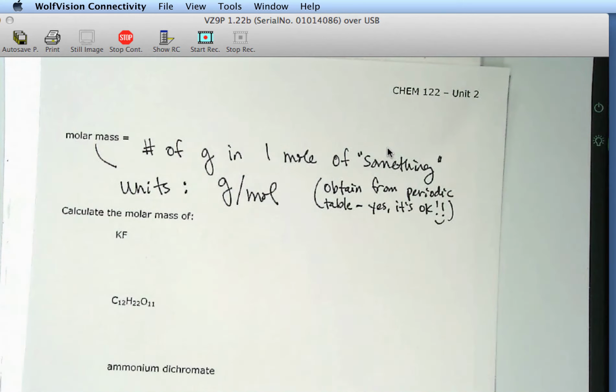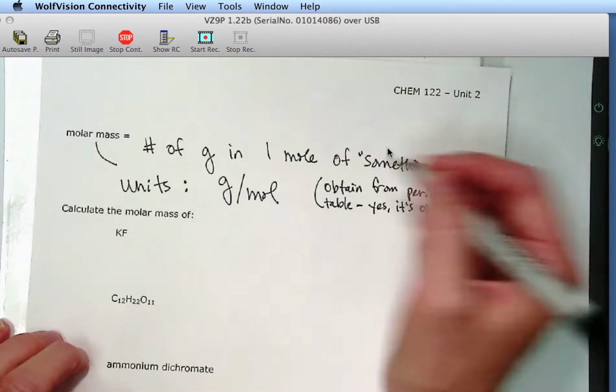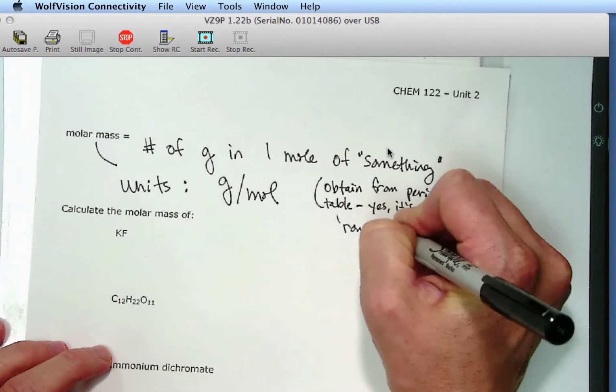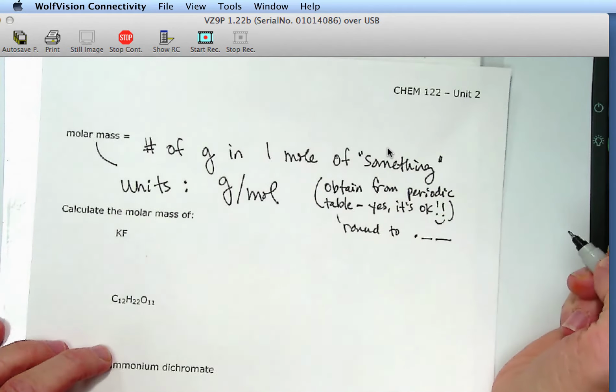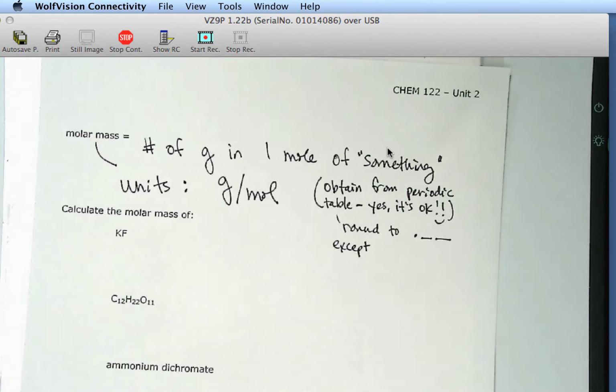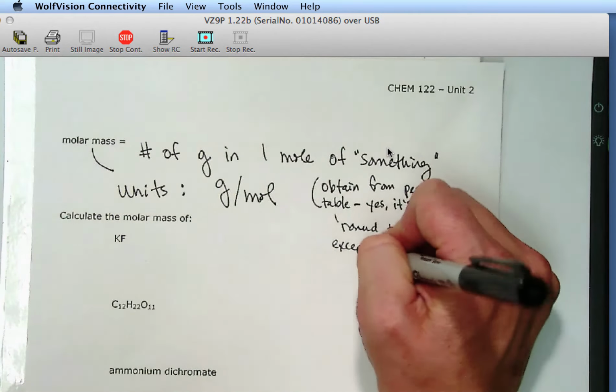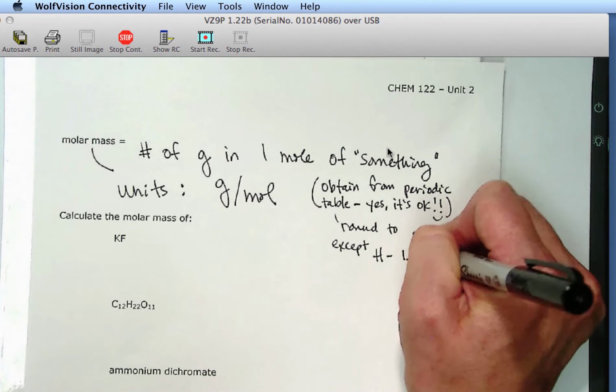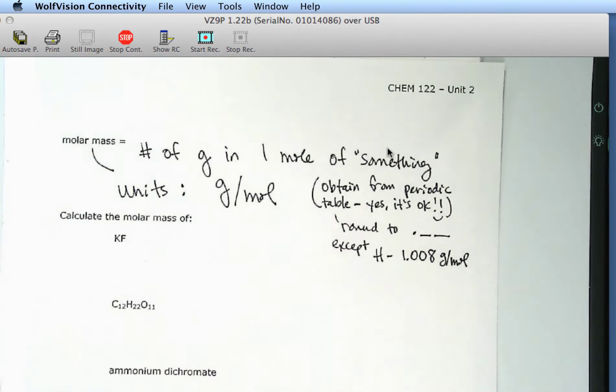So you obtain it from your periodic table, and it's okay, because in Unit 1 I was so adamant about not using the molar mass. So now what you called atomic weight is now molar mass. You said you wanted to round to the hundreds place. Round to the hundredths place. And the exception is hydrogen. Take hydrogen to the thousandths. Hydrogen should be 1.008 grams per mole. Everything else you can just round to the hundredths.